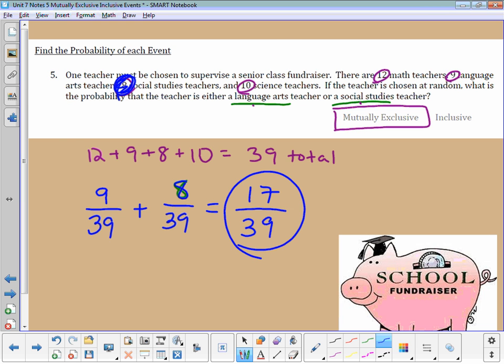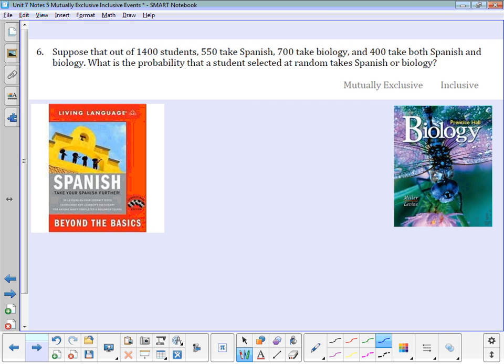In number 6, now we are looking at 1,400 students, 550 take Spanish, 700 take biology, 400 take both. Both, key word there. So that means that out of the 550 students who take Spanish, 400 of those were also counted in the biology category. So these are inclusive events that we're going to have to take away. So first of all, 1,400 students total. Okay, that's my total number.